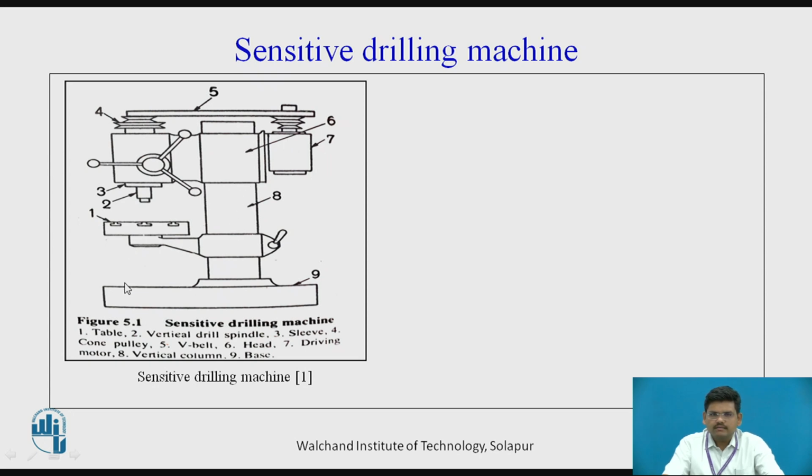So on the base we have the vertical column. On the vertical column we have the head or the spindle attached along with the drive motor and the table.